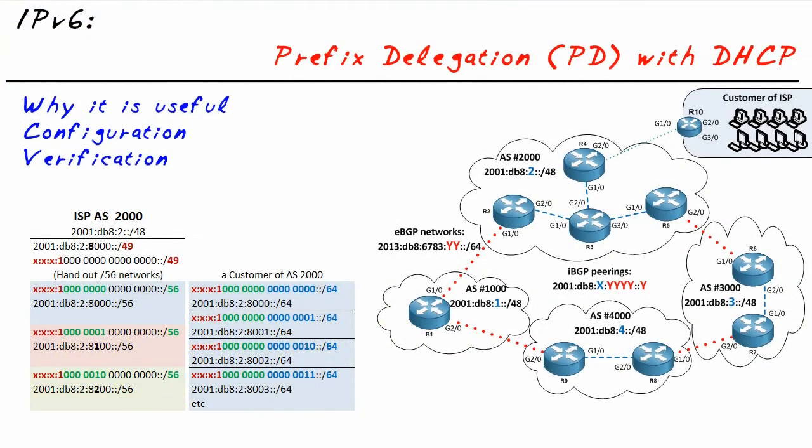In this micro-nugget, we've taken a look at one of the options for doing prefix delegation with IPv6. We took a look at why it's useful, because we need to hand out IP addresses to customers. We identified the basic components of one way of configuring it using pools and DHCP, and we looked at verifying it as well with show commands.